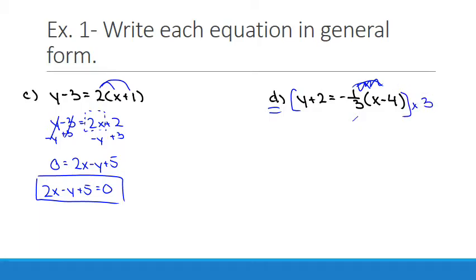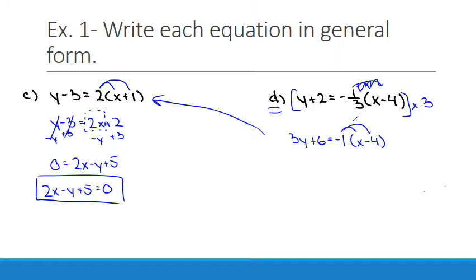And remember, like we talked about in the previous video, I'm going to multiply everything by 3 that's not already in brackets. So 3 times y is 3y. 3 times 2 is positive 6. Negative 1/3 times 3 works out to negative 1. And then in brackets, x minus 4 would remain unchanged. So now this question looks just like this question, and I just carry on just like that.